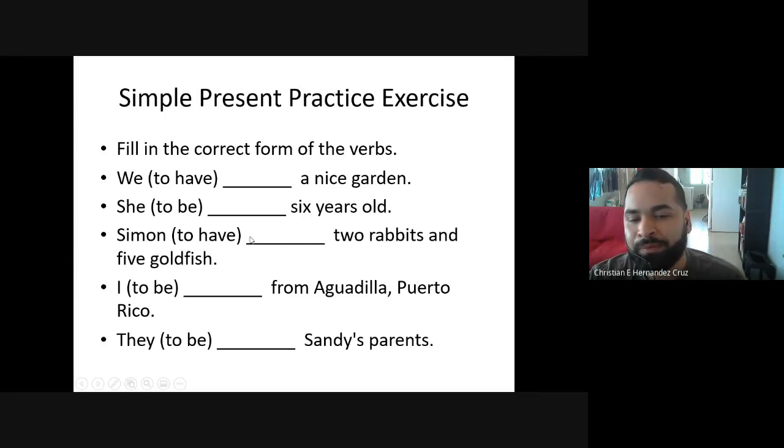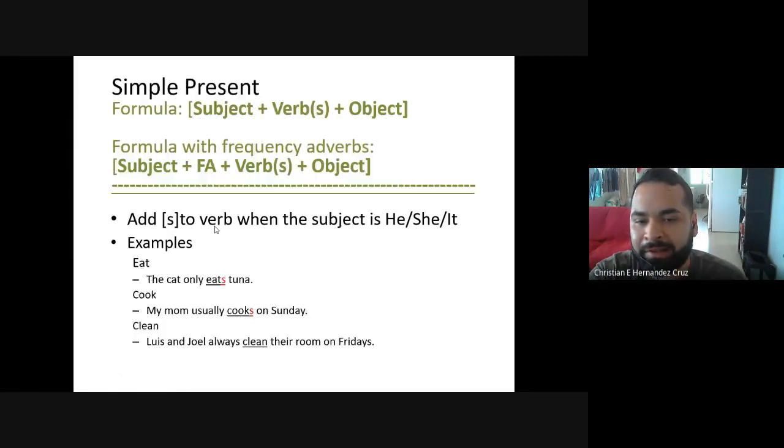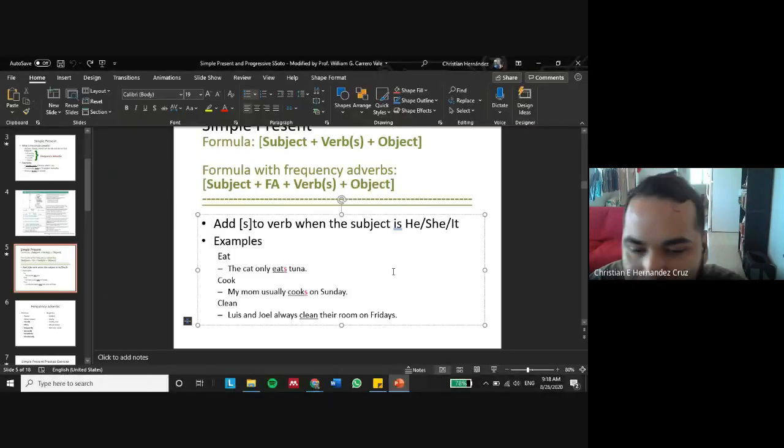And the verb to have follows the same rules of adding the S as we just saw over here. And since have is an irregular verb, we don't have to add, like, for example, I'm just going to write it right here.